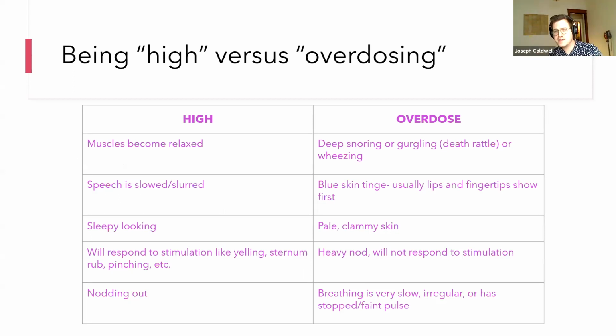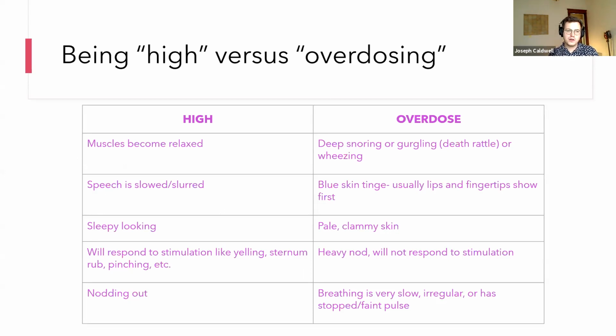I always like to point this out though, because how can you tell, if you're walking on the street and you see somebody who is potentially overdosing, or you have a friend, there is a difference between being high and overdosing, right? When you're high, I generally describe that your muscles are relaxed. You're obviously getting the effects of these opioids. Your speech may be slowed or slurred. You may be a little bit droopy, sleepy looking.